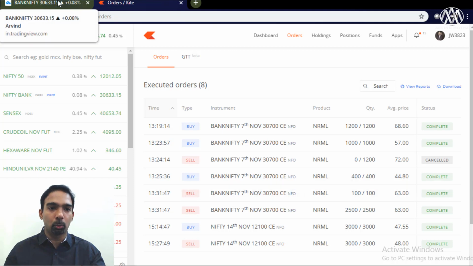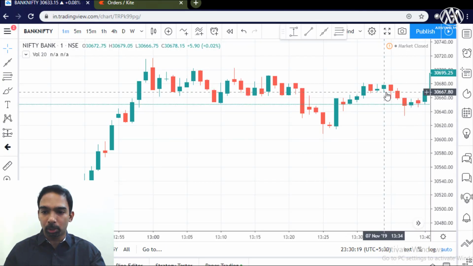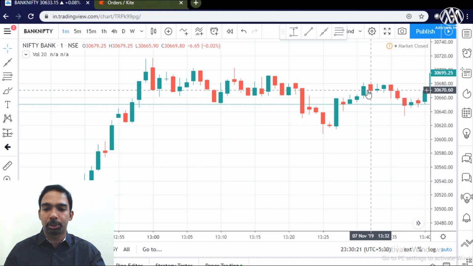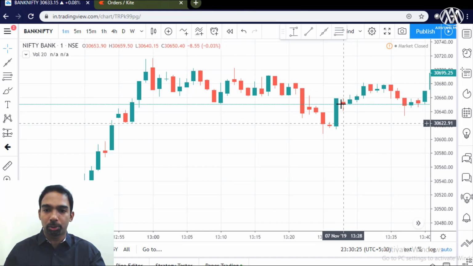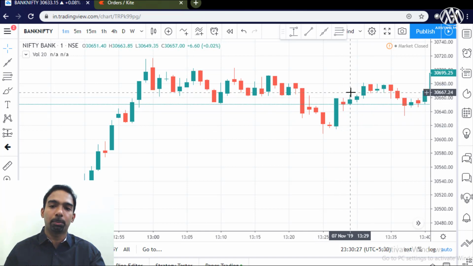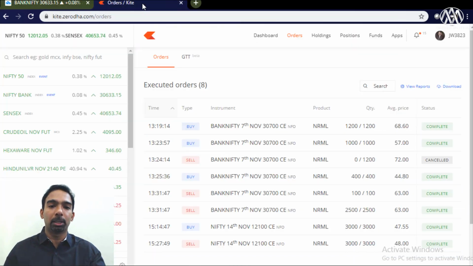Let's see the chart at what happens at 130. You can look at it here. At 130, it was touching 30,670, right? There's a small bullish trend here. That pushed the price of Bank Nifty up, and the premium price also went up, so I'm booking my profit. It's a very high risk trade, but in scalping you should be prepared to take that risk. Or you can also take multiple trades with very strict stop loss, then you'll be able to book your profit.